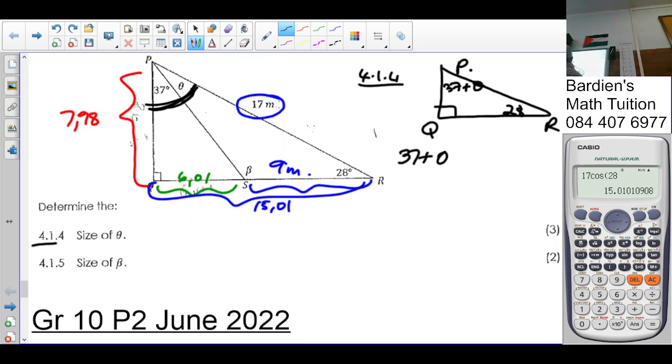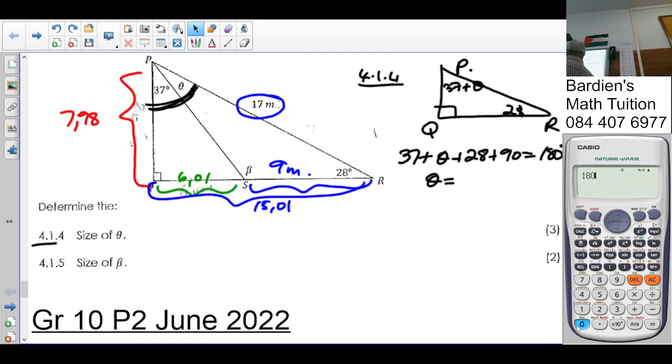37 degrees plus theta plus 28 degrees plus 90 equals 180. Why? Sum of interior angles of a triangle. So theta is equal to 180 minus 37 minus 90 minus 28. That gives you 25 degrees. Or you could have worked out angle P first and then subtract 37 afterwards. So that's going to be 25.